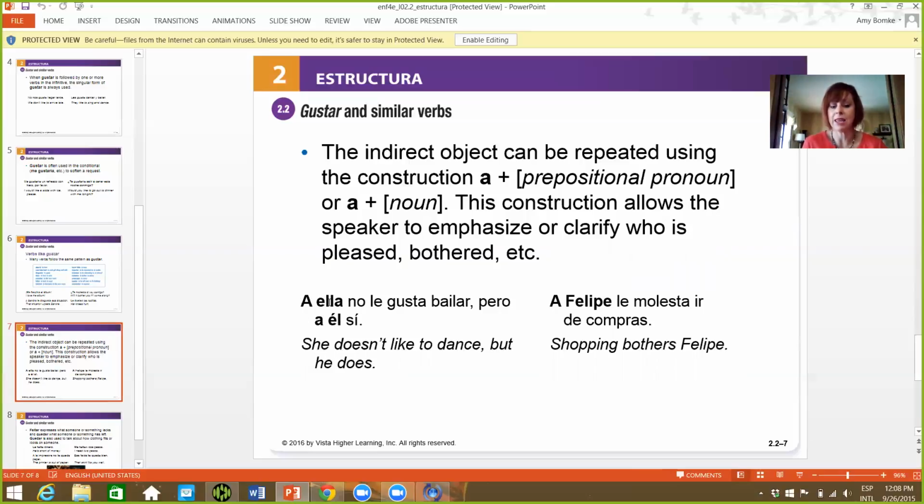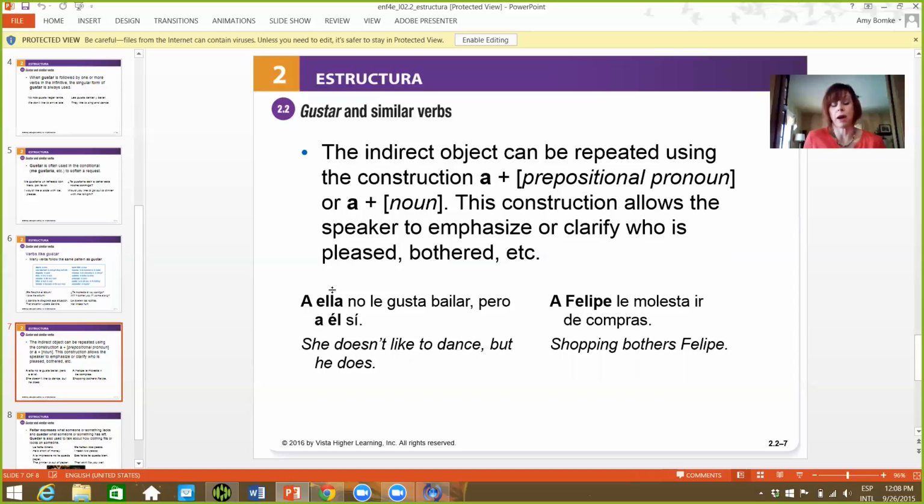But remember that ella is not your subject. She is the indirect object. So a ella no le gusta bailar, pero a él sí. So the le is referring to the ella. So she doesn't like to dance. The important reason why we are putting a ella here is to explain who le is. So we're using this as a way of clarifying the information.